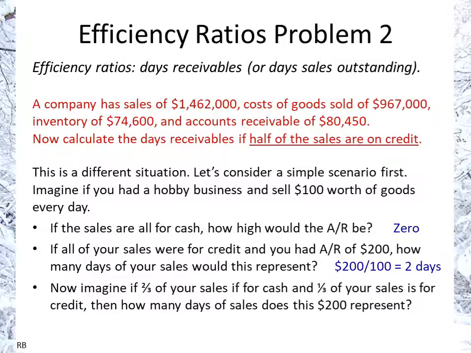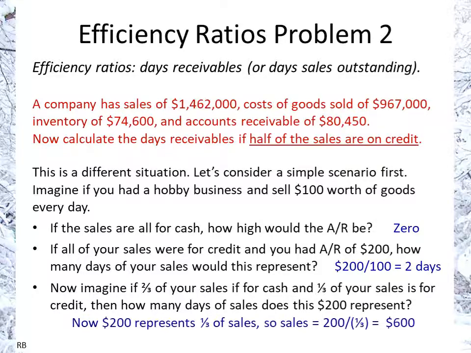Now imagine if 2/3 of your sales is for cash, and 1/3 of your sales is for credit. Then how many days of sales would this $200 then represent? Well, if 1/3 of the sales is credit and it's $200 is how much I have, that means that represents $600 worth of total sales. So 200 is the credit portion. So if that's $600 of sales, then my number of days is 6 days of sales that 200 represents. So that just gives a little bit of background into how we would answer the question.